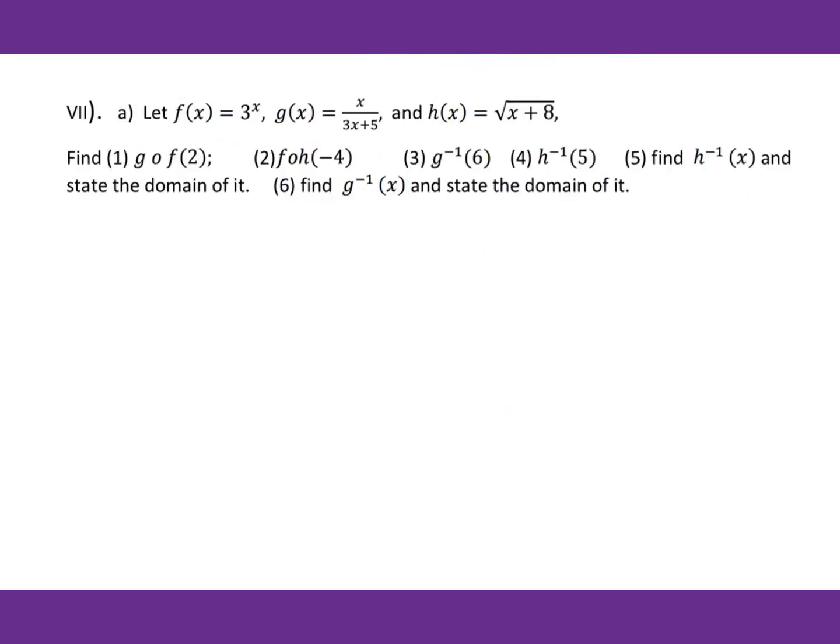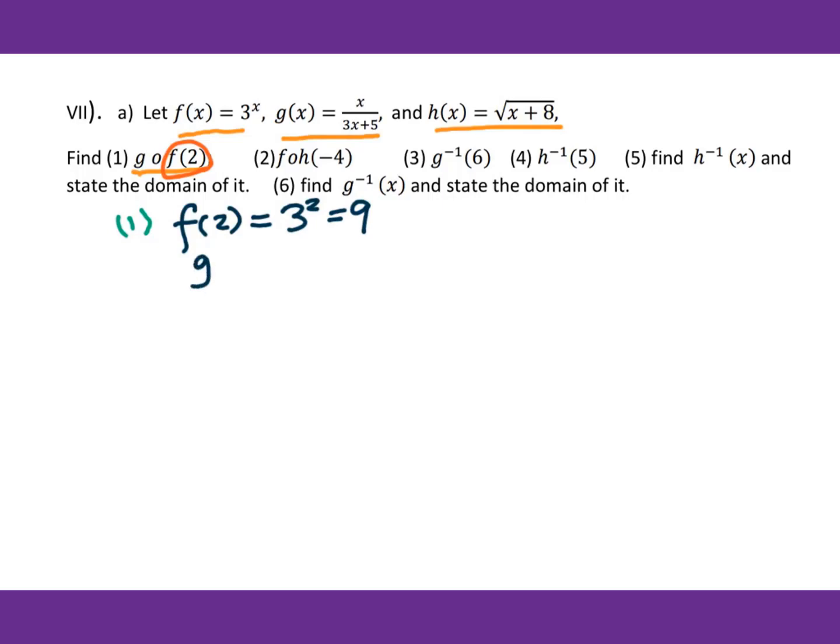Let's go to number 7. Let f of x equal 3 to the x power. G of x is a rational function. H of x is a square root function. Find g of f of 2. For a composite function, always do the inside first. Therefore, for f of 2, every single x turns into 2. So we get 3 squared equals 9.